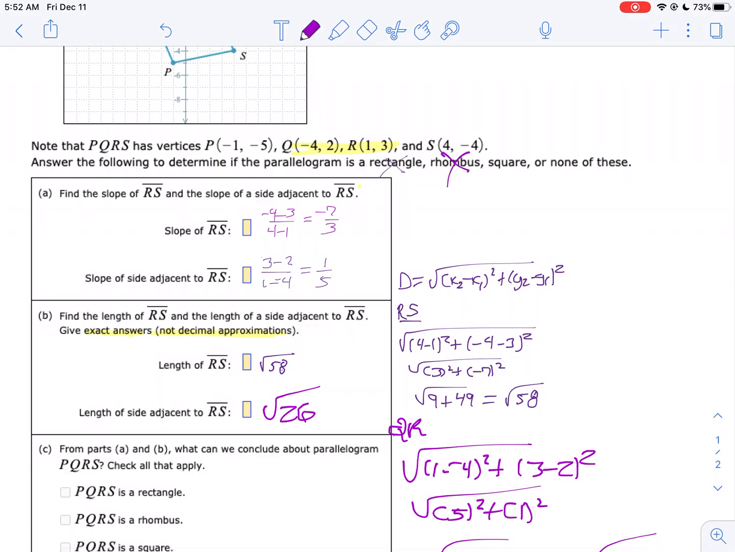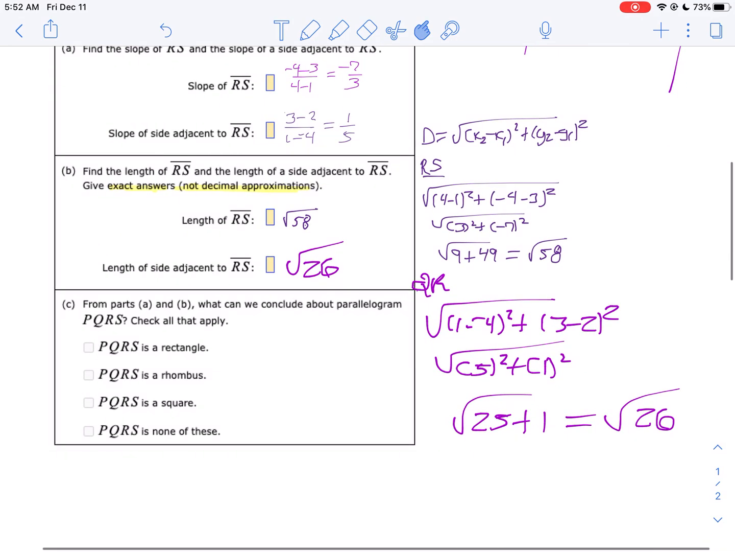And if it's not a rectangle, we know it's not a square. If it's not a rhombus, it's not a square. So the only thing it can be on this particular problem is none of these. It is just a plain parallelogram.